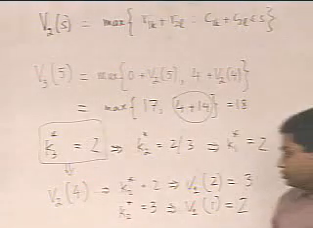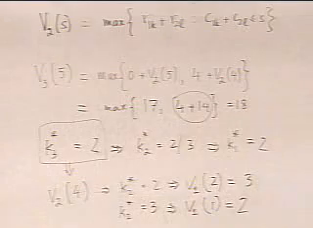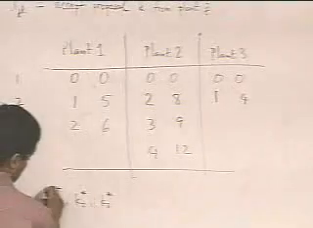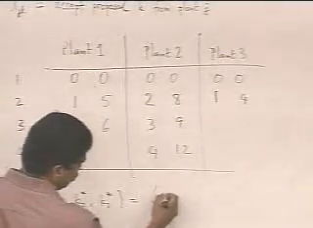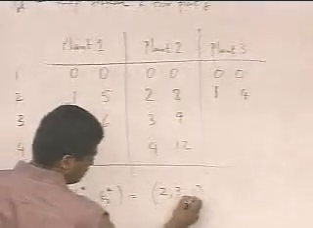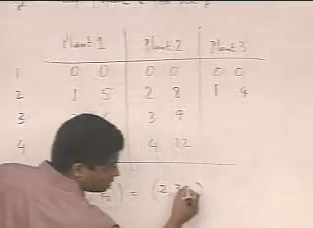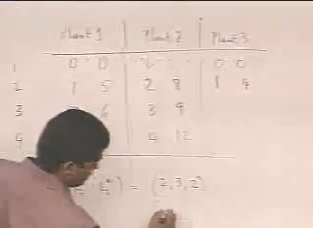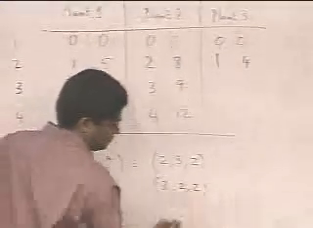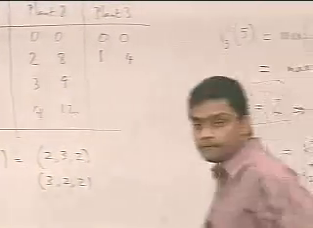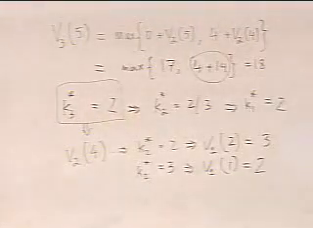Okay. So there are two optimum solutions to this problem. K1 star, K2 star, K3 star. The optimum solutions are either 2, 3, and 1, or 2, 3, and 2, sorry, not 1. 2, 3, and 2, or 3, 2, and 2. So there are two optimum solutions for this problem, depending upon which selection you make. Questions about this calculation?